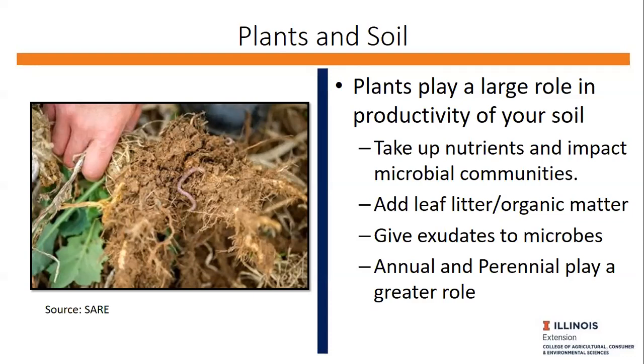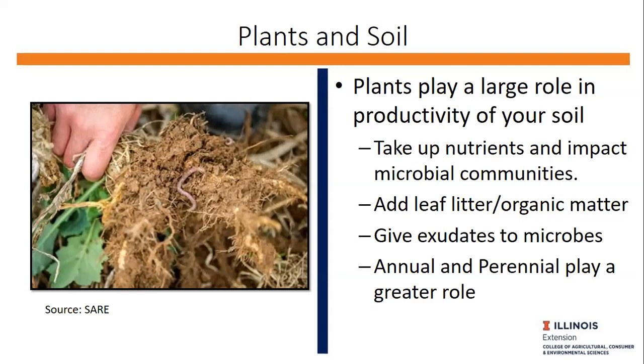Plants may add leaf litter, they could add organic matter, both of which we'll talk more about today. They also give exudates to microbes. So the plant roots are covered with fungi and bacteria, lots of these great, good microbial communities. And the fungus and the bacteria are not attacking the roots, but they're getting sugars, they're getting food off of these roots from the plants.